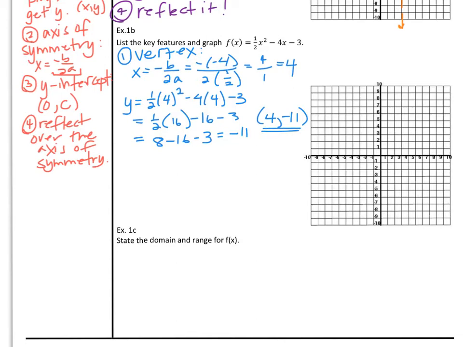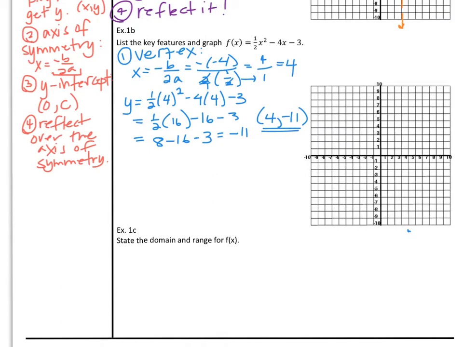If we do x equals -b over 2a, we would get a double negative on the top over 2 times 1/2. Well, if we make 2 over 1 a fraction times 1/2, the 2's cancel, and that's where you get just that 1 on the bottom. And 4 divided by 1 is 4. When you plug 4 in for x, think order of operations. 1/2 times 4 squared would be 1/2 times 16, and you get 8. Minus 4 times 4, which would be minus 16, minus 3. Therefore, the vertex is (4, -11).